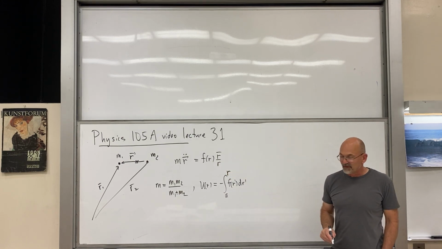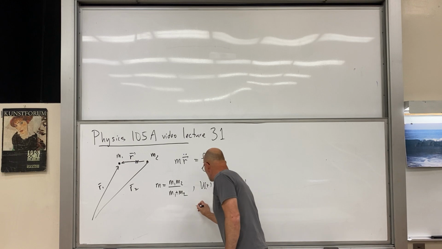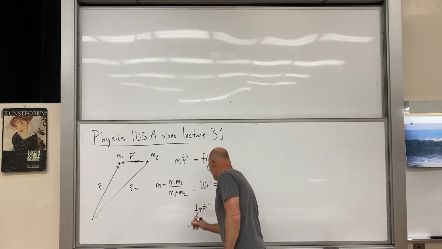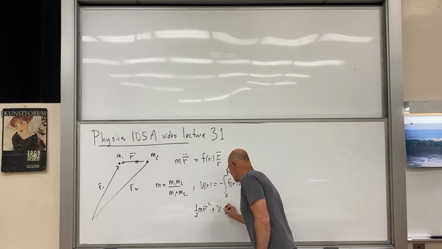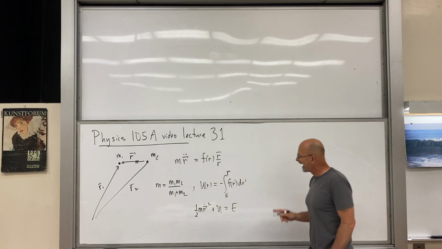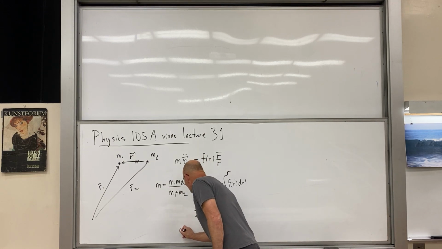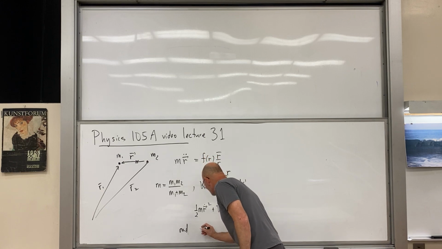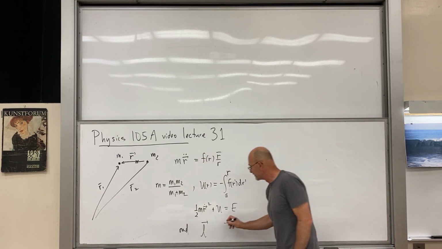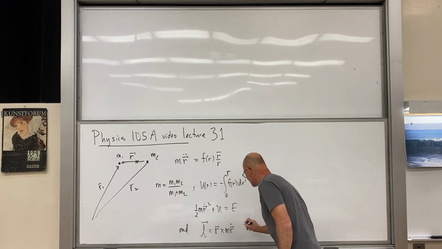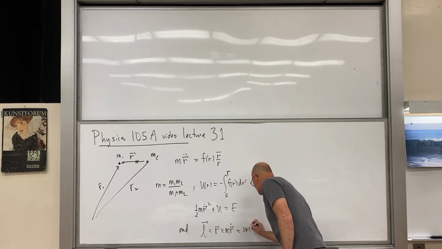We have energy conservation, 1/2 m r dot squared plus U equals E. And we also have angular momentum conservation. And I'm going to go to a lowercase l. We were doing uppercase last time. L equals r cross m r dot was conserved.